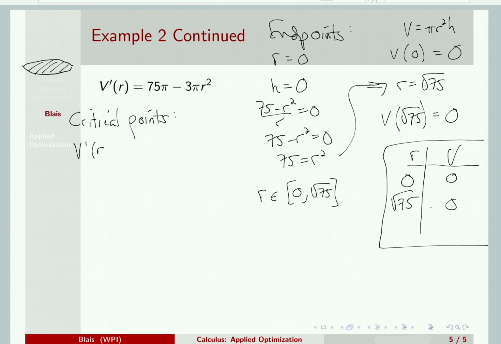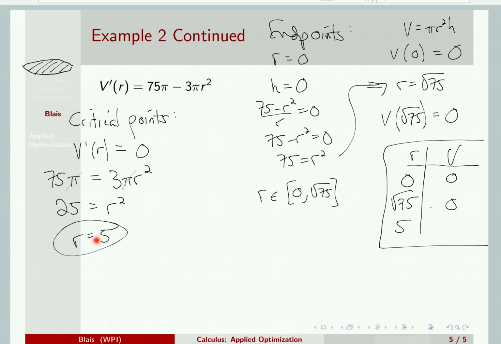And so we have V prime of r equals 0, or 75 pi equals 3 pi r squared. We can do some cancellation. So the pi's cancel. Dividing by 3 gives us r squared is 25, or r equals 5. Again, we don't use r equals negative 5. It's not in this interval. Physically, it doesn't make sense. Let's check the volume.